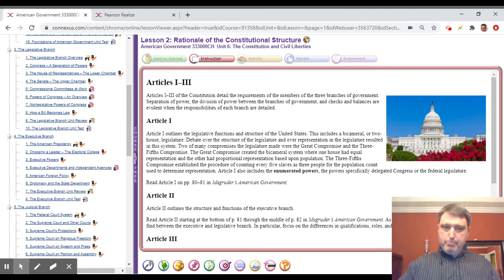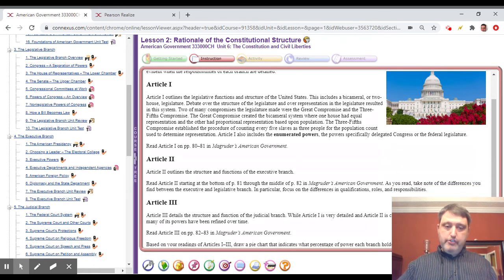And we've talked a little bit about this, but the Great Compromise created the bicameral system. Remember that Virginia wanted a legislature based solely on population, and New Jersey wanted one based solely on equal representation, and they compromised into a bicameral or 2-house legislature. There's also the 3/5 Compromise, which deals with how slaves would be counted for population. And also Article 1 includes the enumerated powers, which are the powers specifically delegated to Congress or the federal legislature.